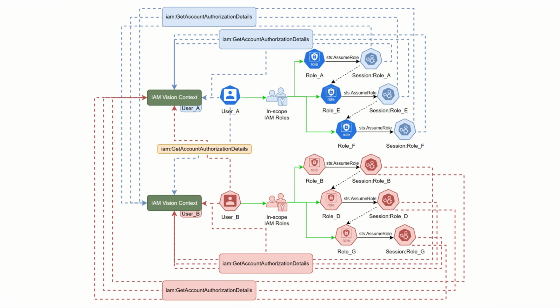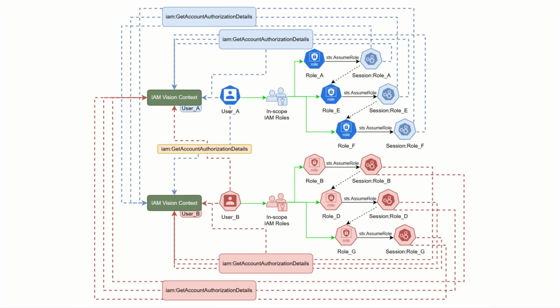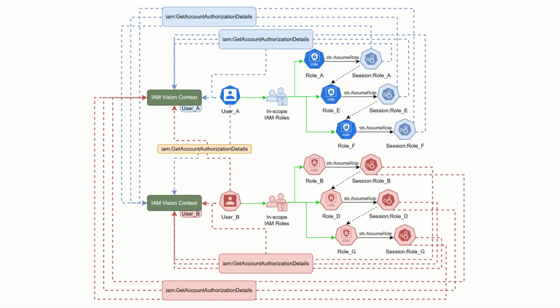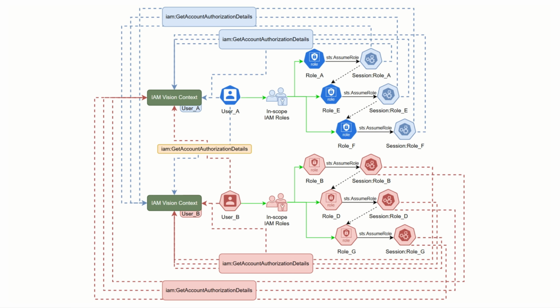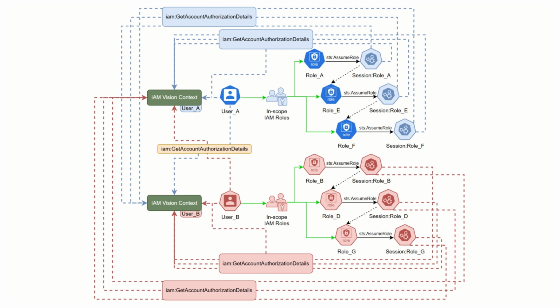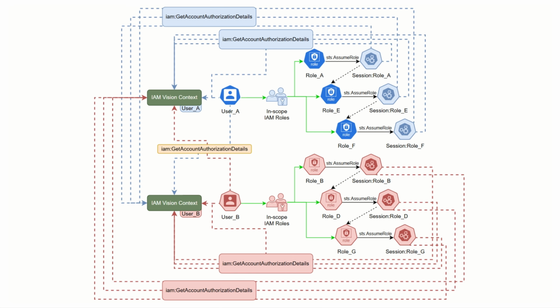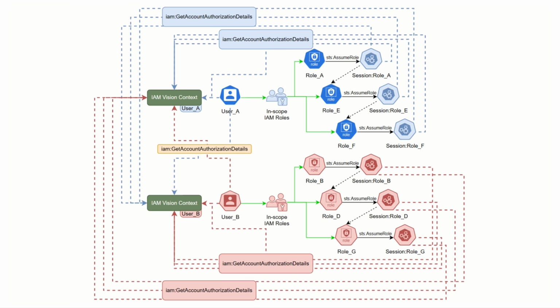SkyEye has a nuclear option for IAM reconnaissance: IAM get account authorization details. Instead of chaining dozens of calls to list users, groups, roles, and every inline or managed policy, this single API dumps the entire authorization picture for the account in one shot.